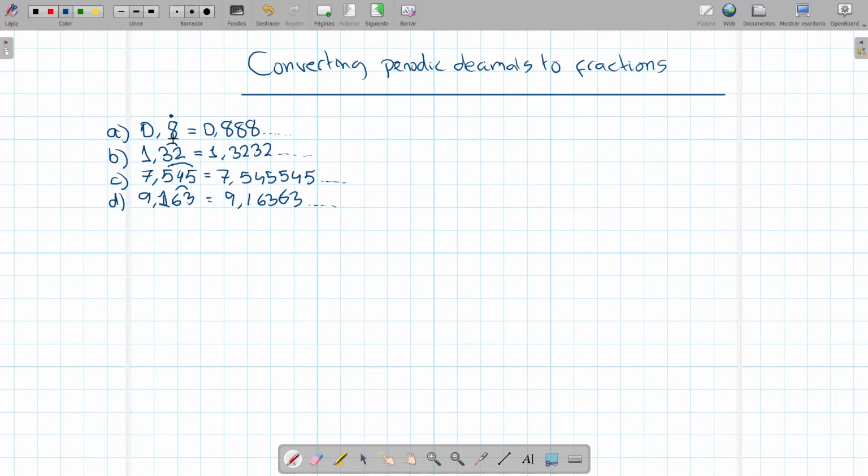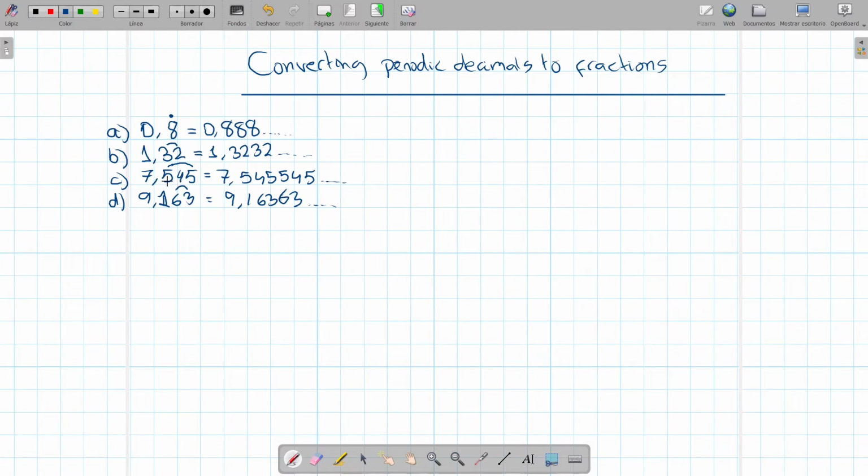As you see, in the first one, the 8 is the one that is repeated. We can put a dot on top of that, or we can put a slash or an arc. Normally, the arc and the slash are reserved for when there are various digits. Here in the second one, there are two digits that are repeating themselves. We put an arc, or we can put a dash on top.